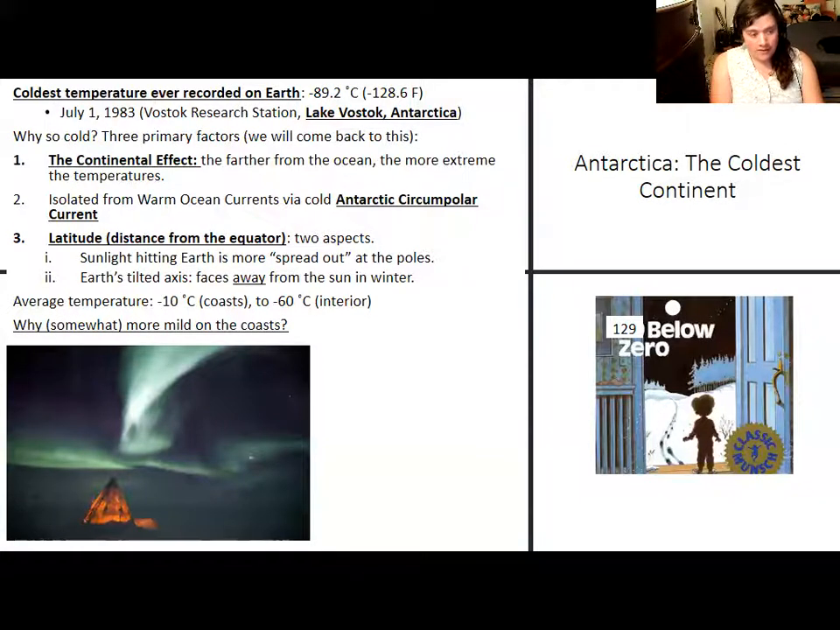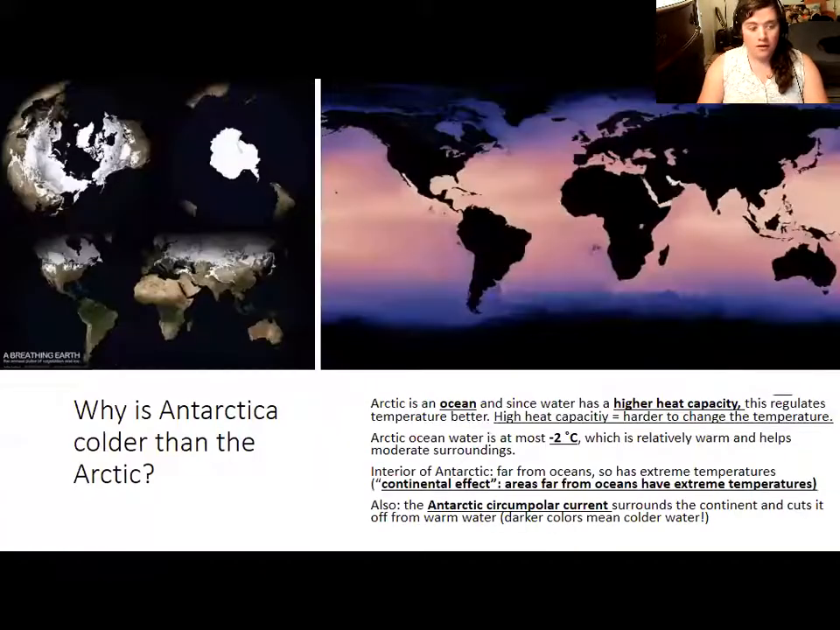And we'll talk more in depth about the role of sunlight and distance from the equator later in this lecture. But this all produces a really cold continent. The average temperature is 60 below 0 degrees Celsius in the interior and 10 degrees Celsius below zero on the coasts. Why is it somewhat milder on the coasts? That has a lot to do with the continental effect that I just talked about. So Antarctica is actually a lot colder than the Arctic. The South Pole is a lot colder than the North Pole.